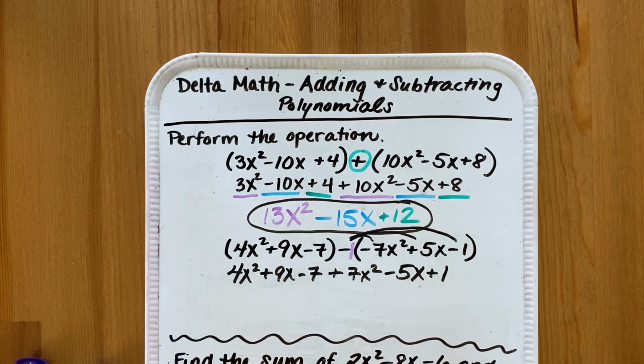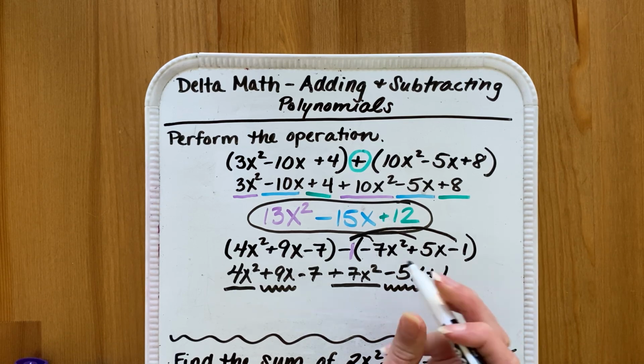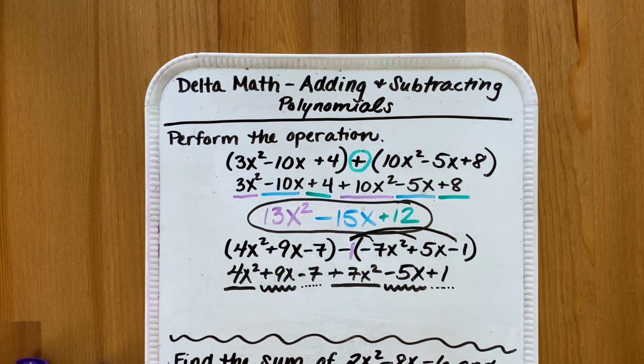You can also kind of make a pit stop and find like terms and say 4x squared minus 7x squared, 9x minus positive 5x. That can sometimes lead to sign errors, so just be careful. I like to do it this way so that way I know that I've taken care of that subtraction. Then it comes down to identifying those like terms again. Again, if you don't have colors, I'm just going to use straight lines for my x squared terms. I'll use a squiggle for my x terms, and I'll use dots for my constant terms.